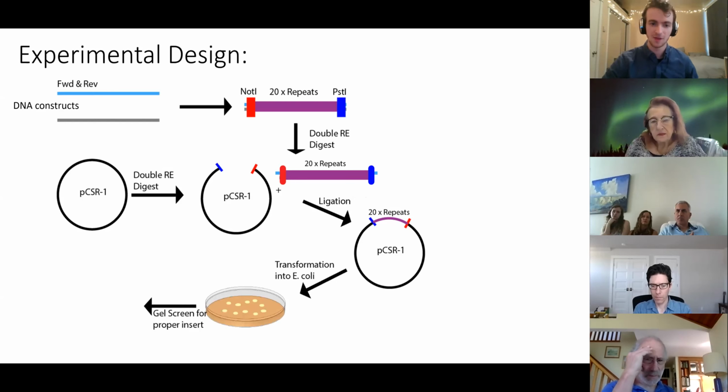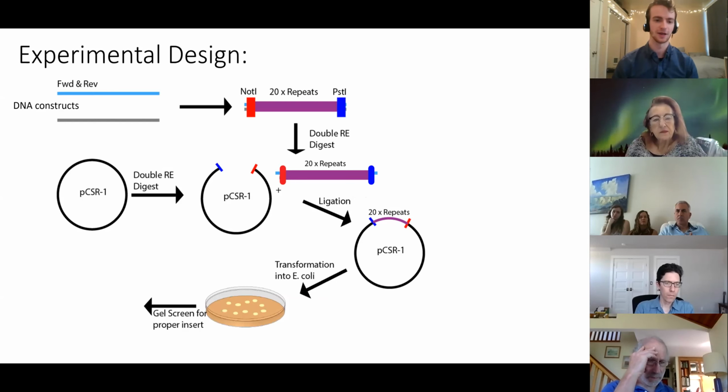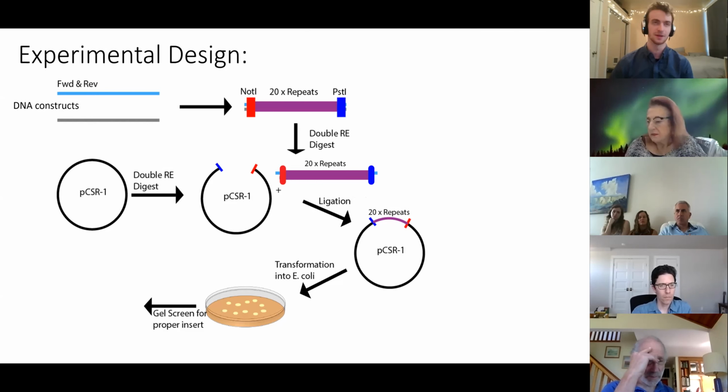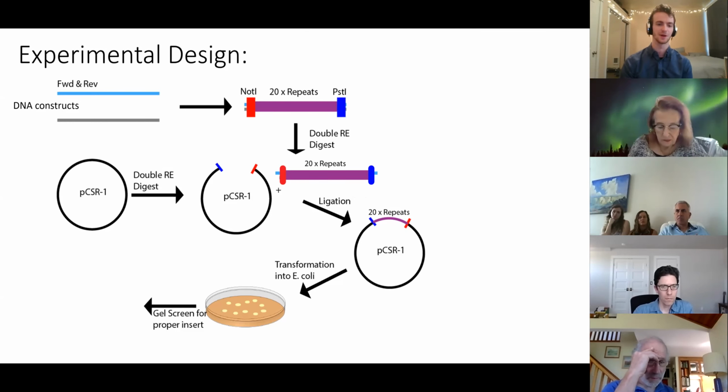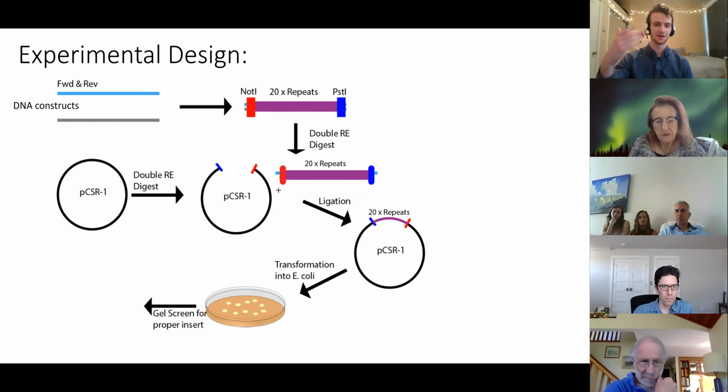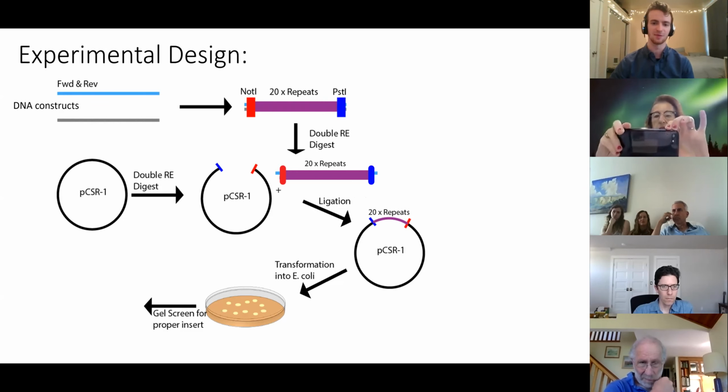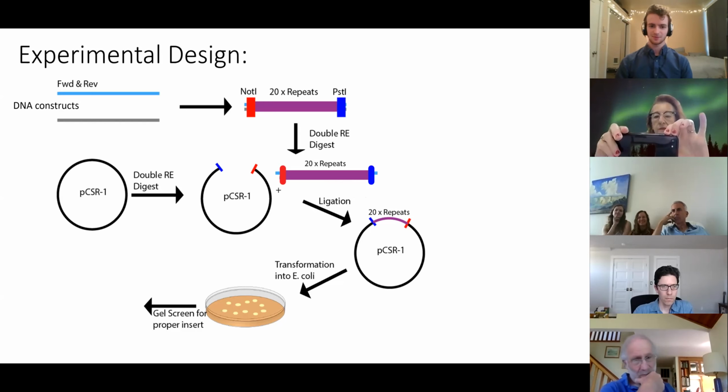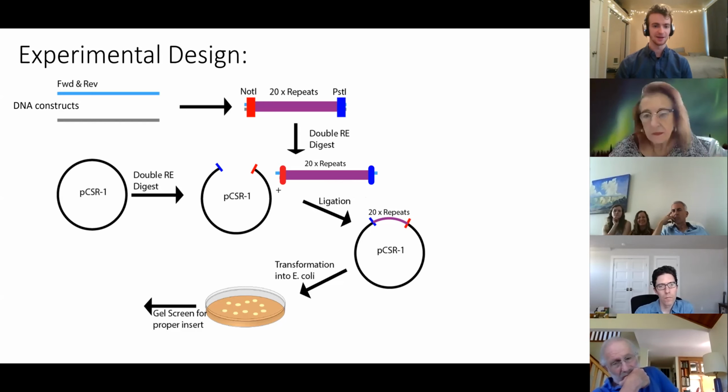Then I transformed this plasmid, which is just a way of getting DNA into cells, in this case transformation into E. coli, so that the E. coli would reproduce and replicate the plasmid. And then I could harvest that DNA and later insert it.